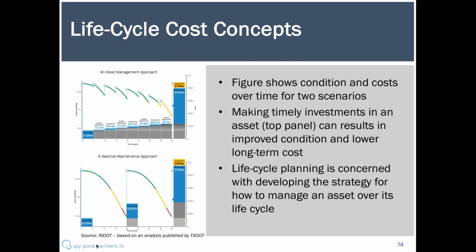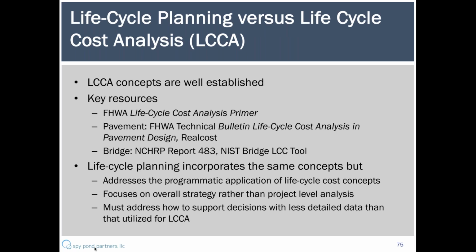The bottom panel is one in which work is not being performed on an asset and condition declines, and then reconstruction or rehab work is performed less often, and ultimately resulting in worse condition and higher costs. So with lifecycle planning, we're trying to develop a strategy on how to manage an asset over its life cycle to get the best results. This particular example is actually reproduced from a publication that RIDOT put out, Rhode Island DOT, and it's based on some numbers that Texas DOT put as an example analysis on its website. Next slide, please.